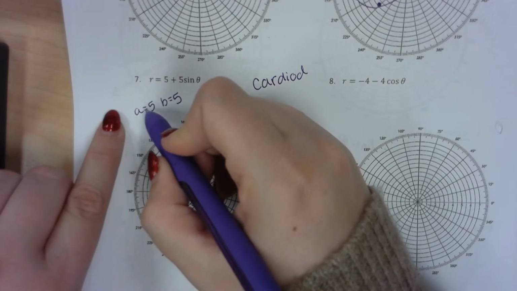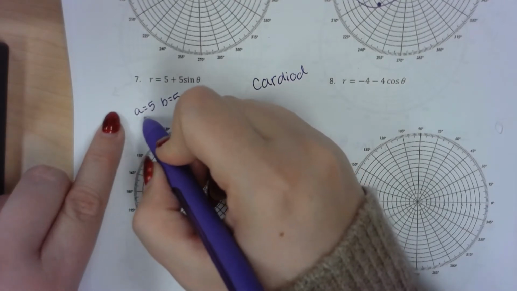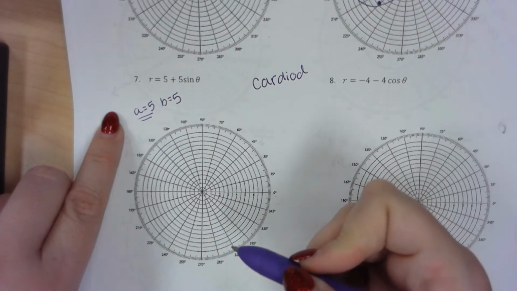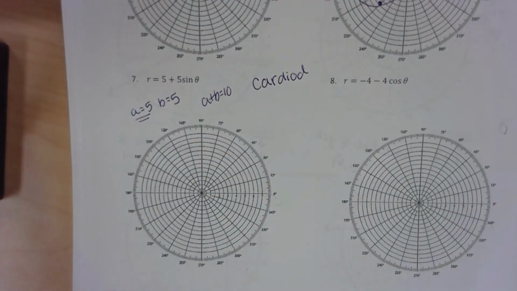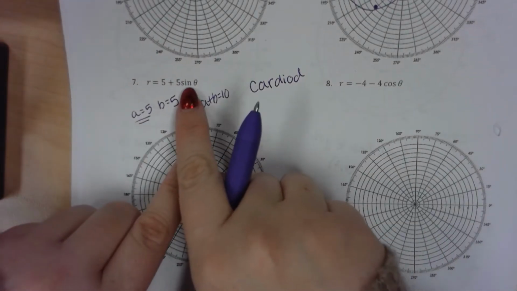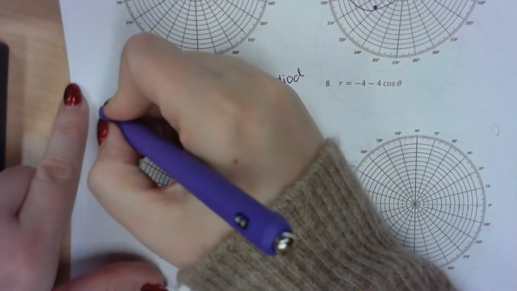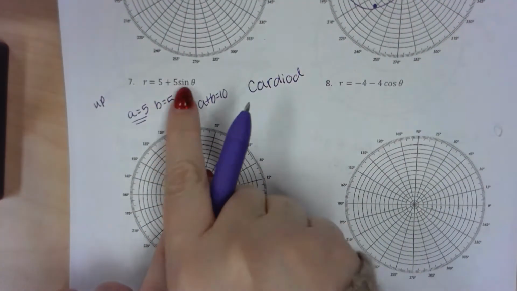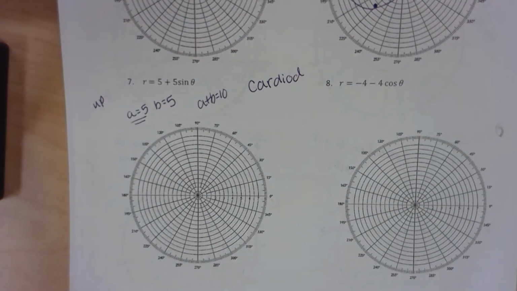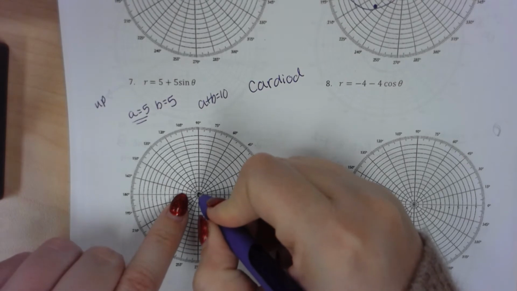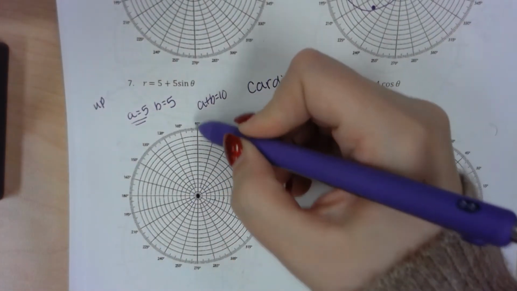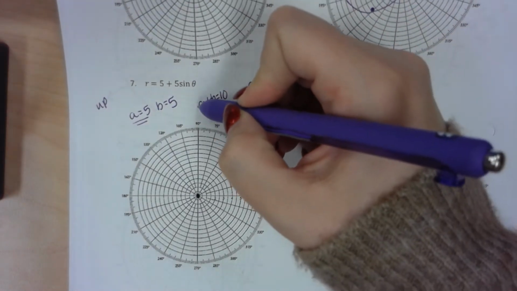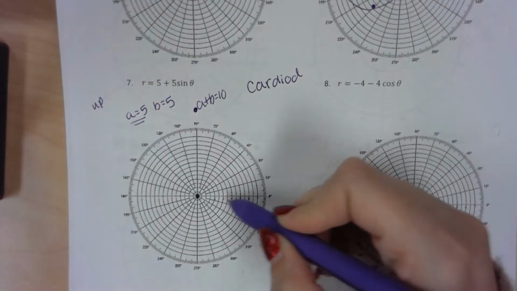A always tells us where our intercepts are. A plus B gives us 10, which is going to tell us where our other intercept is. Because this is a sine and these are positive, it's going to be opening up. So we're going to start at (0, 0). It's going to be opening up to 10. So I'm going to have to go all the way up to 10. Let's say that's about here.